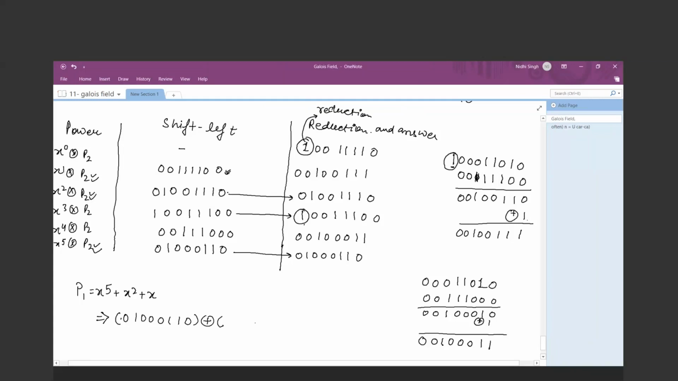What is the answer of x square? That is 0 1 0 0 1 1 1 0, and the last one is x, only x. So 0 0 1 0 0 and 1 1 1. So when you XOR all three, what will be the answer? That is 0 0 1 0 and 4 times 1. So that will be your final answer and it will be the same as the previous case, but in terms of binary only.